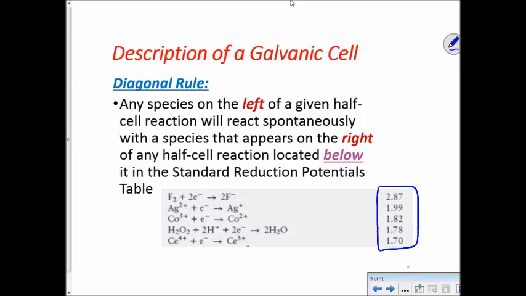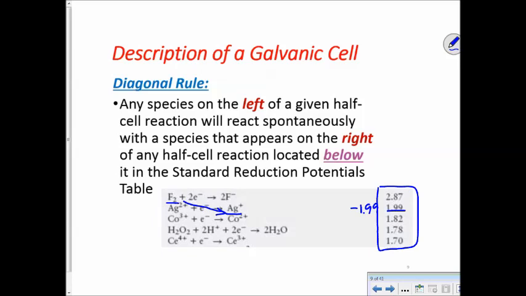So what am I saying here? I'm saying that the fluorine right here will react spontaneously with this silver, that's a silver ion. So it's like diagonal. It will react with silver ion spontaneously. Because if you think about it, all I would be doing is taking this value and flipping it, adding them together, I'm still going to get a positive E cell.